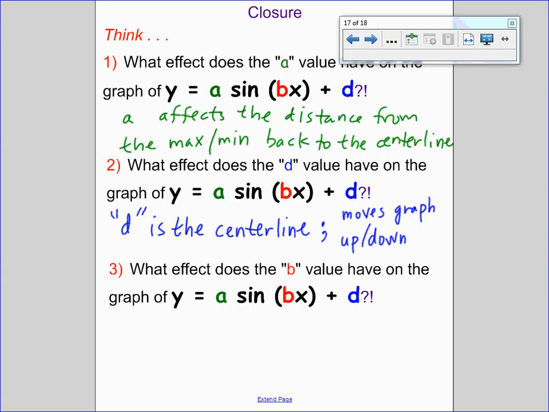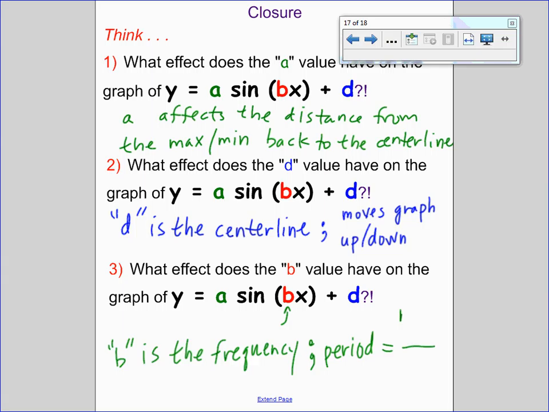And lastly, what effect does the B value have on my function? So what does B have to do with anything? What does B do? Rachel? It affects the speed and the period. Absolutely. B affects the speed and the period. So B is the frequency of the given sinusoid in comparison to the parent function. To get the period, I simply take the normal period, 360 degrees or 2 pi radians, and divide it by the value of B. I'm going to call it the normal period divided by B. That will give me the period of the new graph.